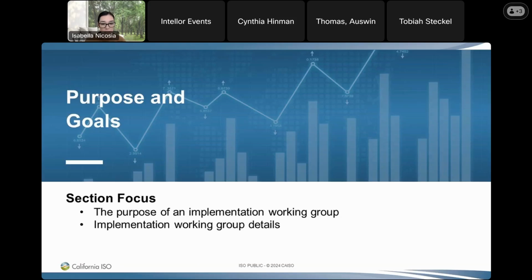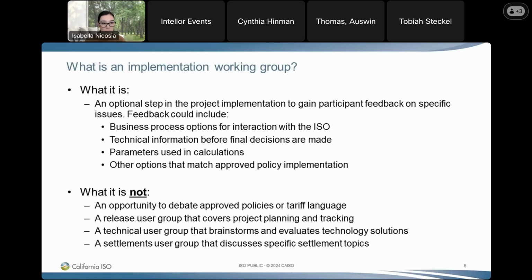Okay, so the purpose and goals. This section will focus on the purpose of the implementation working group and then details of the implementation working group. So what is an implementation working group? I know this is the first one that we've done, so we wanted to provide a little bit more information and clarity on what it is exactly.